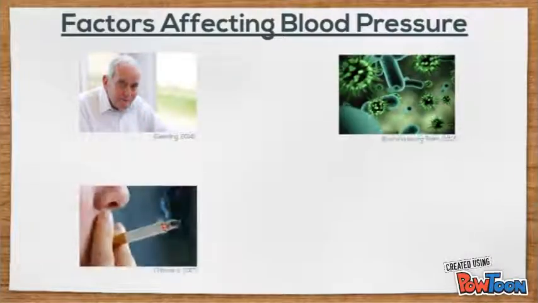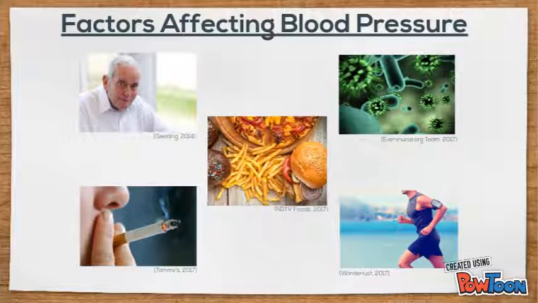Age, infections, smoking, fitness level, and diets high in fats and salts are some factors that directly affect blood vessels and pressure. Blood pressure outside the normal range can be regulated by medications. However, the body has many systems in place to maintain normal blood pressure in a healthy individual.